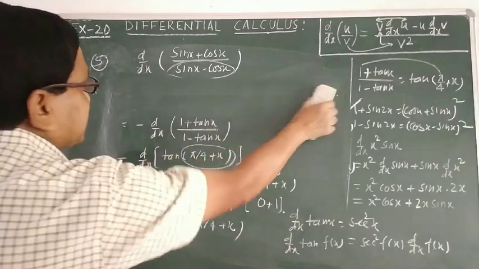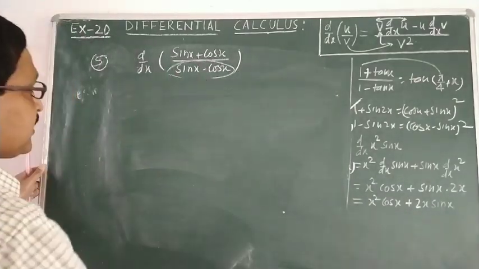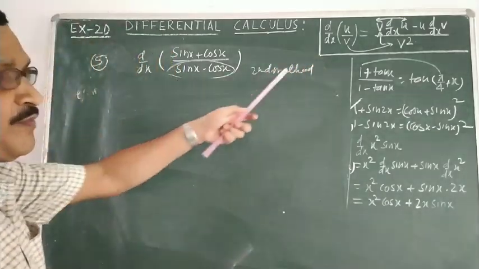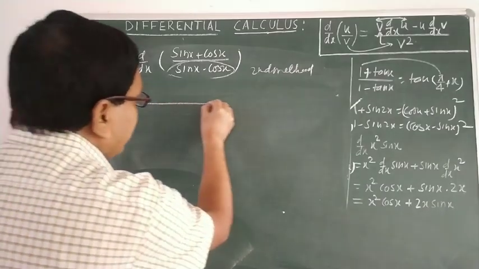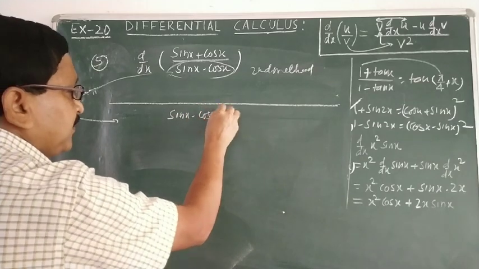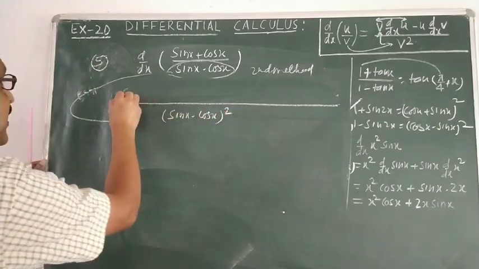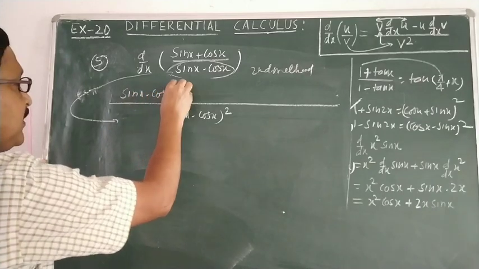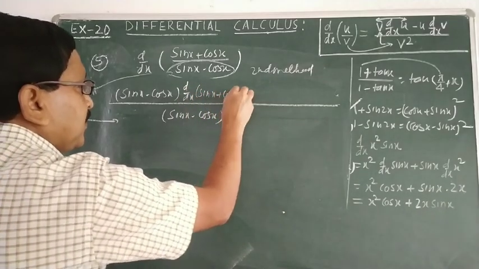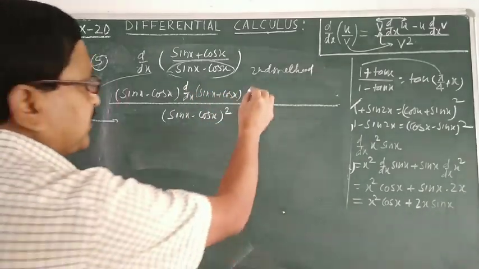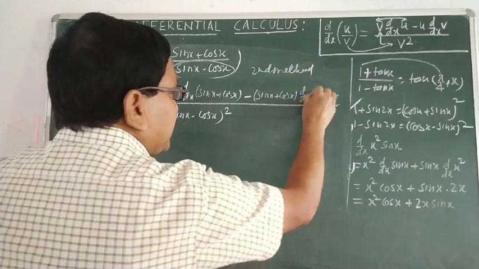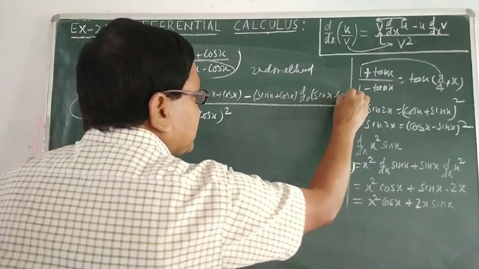If you do not know this, then you will go through the u by v method. The second method is u by v. So this is v square, sin x minus cos x whole square. Then starting from sin x minus cos x into d by dx of sin x plus cos x, minus, again this will be exchanged, sin x plus cos x into d by dx of sin x minus cos x.